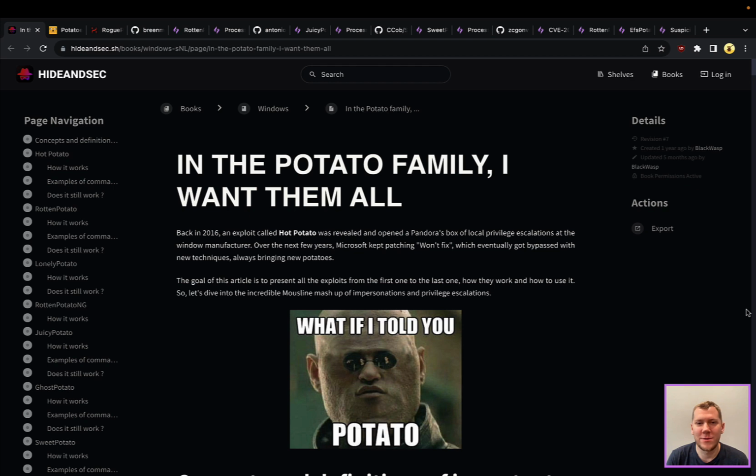So today we're going to be talking more about potatoes, and you can do more than just boil them, mash them, and stick them in a stew. You can also use them for privilege escalation on Windows. I know we've talked about potatoes in some of our other threat snapshots, but there's really just so many of them that we wanted to do another deeper dive.